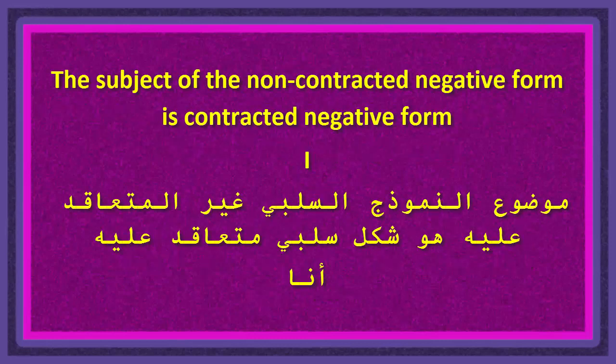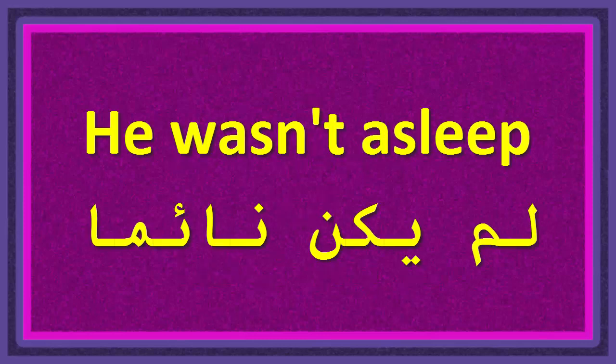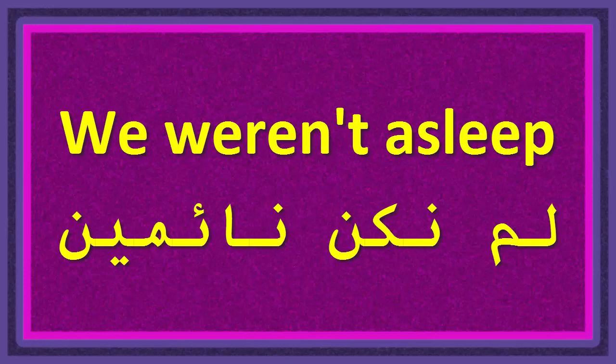The subject of the non-contracted negative form is followed by the contracted negative form. He wasn't asleep. You, they weren't asleep. We weren't asleep.